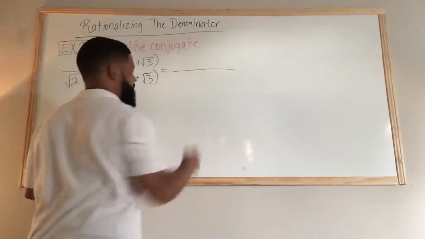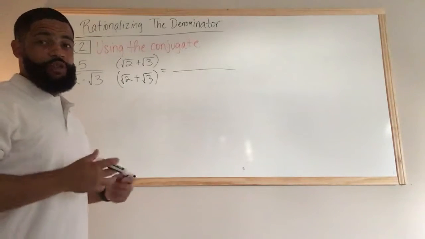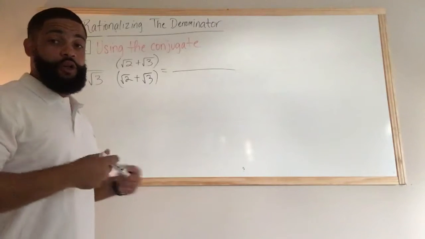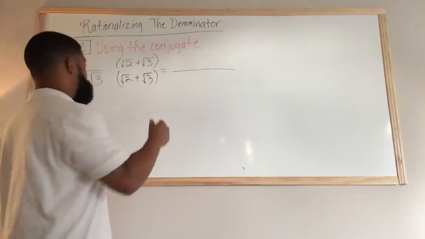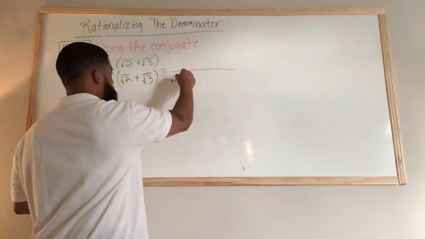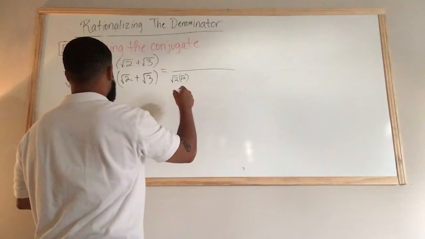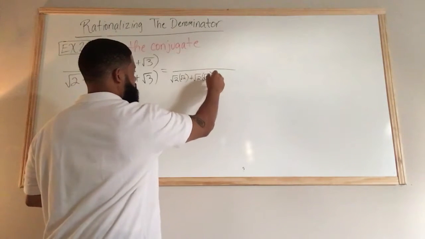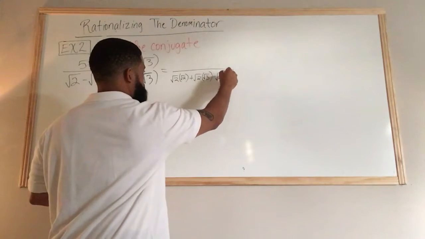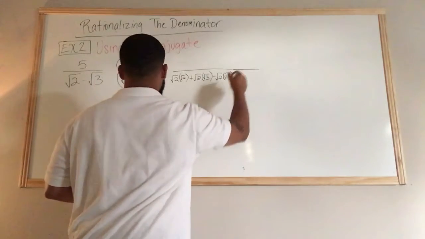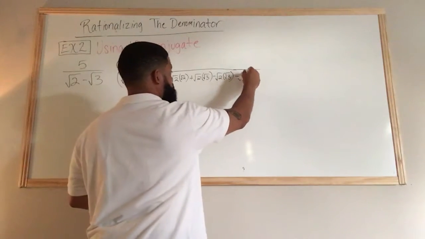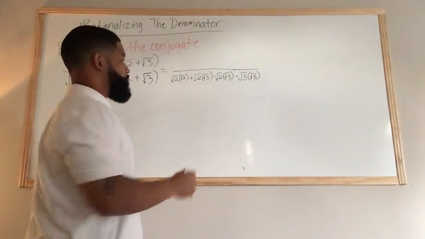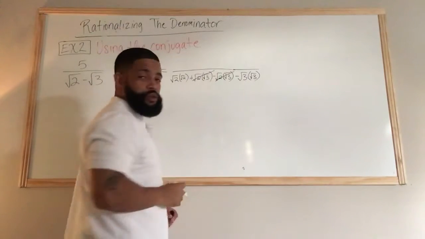Now, mathematically, in this denominator, we're actually multiplying these two binomials by the process of FOIL. First, outer, inner, last. So what we have is the square root of 2 times the square root of 2. And then we're going to have plus the square root of 2 times the square root of 3 minus the square root of 2 times the square root of 3. And then we're going to have minus the square root of 3 times the square root of 3. Now what's going to actually happen is these two middle terms are going to cancel out.